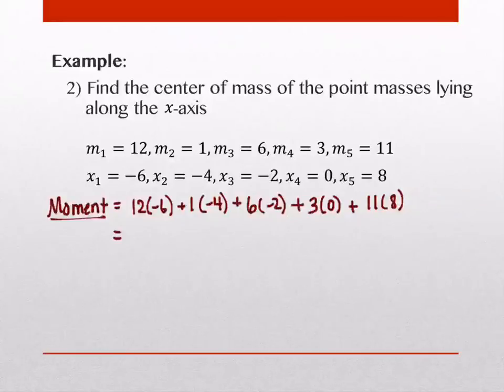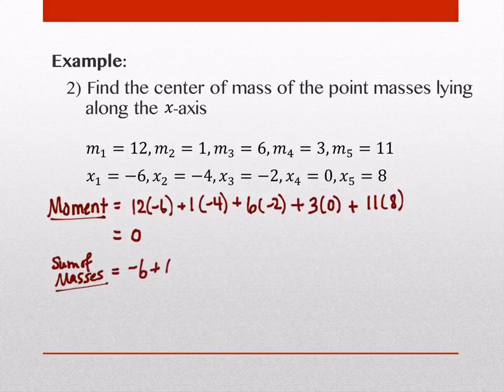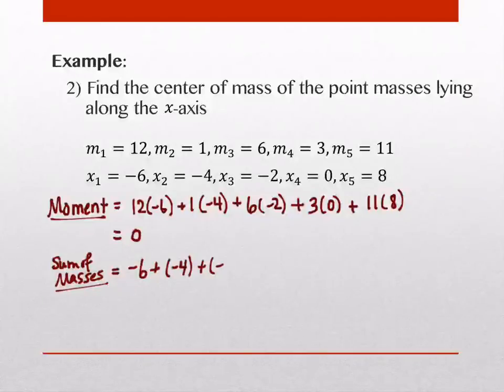What do we get? Somebody said it. I got 0 as well. It's okay. Did you guys get 0? Okay, good. You're not always going to get 0, so I'm going to show you what we would do next, particularly if you didn't. You would want the sum of the masses. Technically here you wouldn't need this one because you've got a 0 already, but if you were doing the sum of the masses because you didn't have 0, you do negative 6 plus negative 4 plus negative 2 plus 0 plus 8.